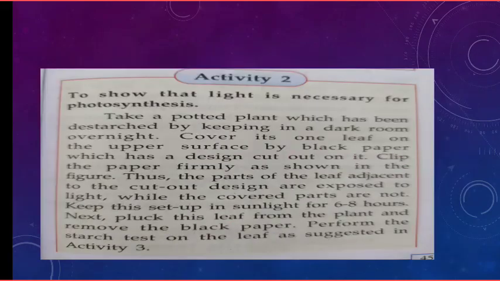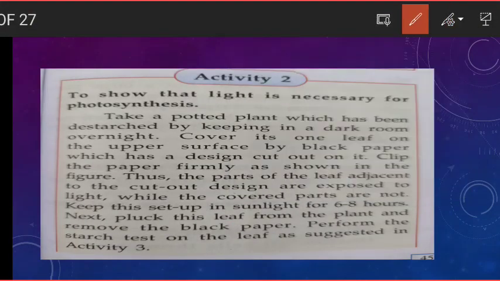Now next is activity 2. This is to show that light is necessary for photosynthesis. For this, take a potted plant which has been de-starched by keeping it in a dark room overnight. Cover one leaf on the upper surface with black paper which has a design cut out on it. You will see the picture in the next slide.